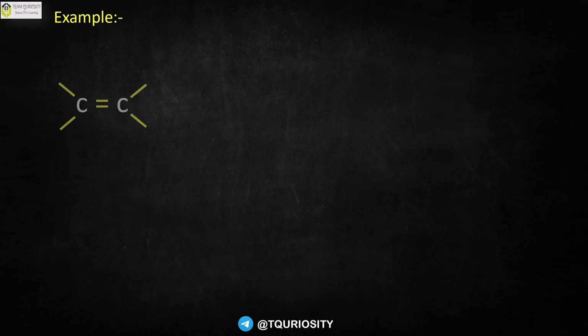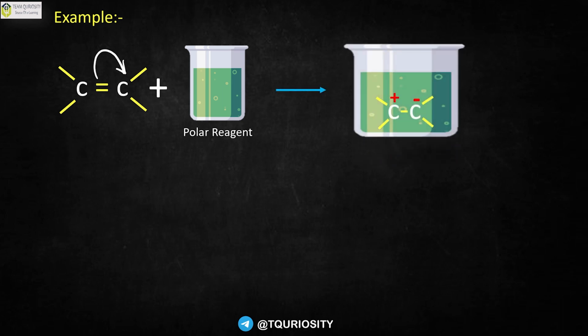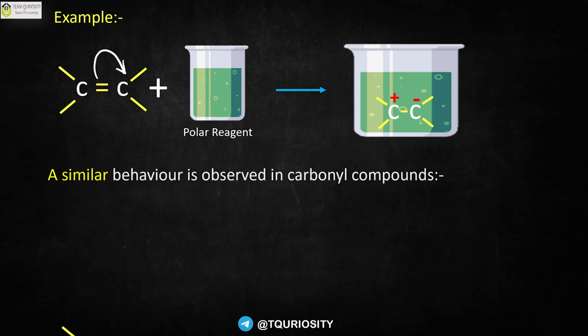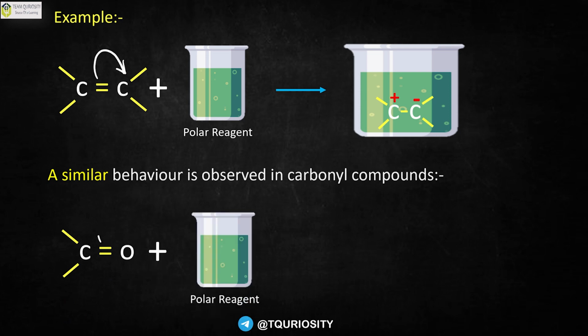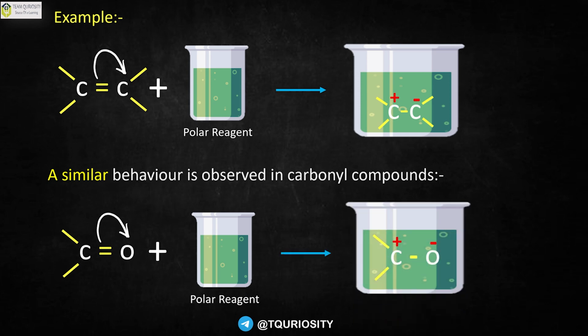Alkenes, as such, exist as nonpolar species. But in the presence of a reagent, the pi electrons shift towards one of the carbons and the system behaves as a highly polar single bonded system, as shown in the figure. A similar behavior is observed in carbonyl compounds, where pi electrons move towards the oxygen in the presence of a reagent. This happens because oxygen has higher electronegativity compared to carbon, thus it attracts the pair of electrons.